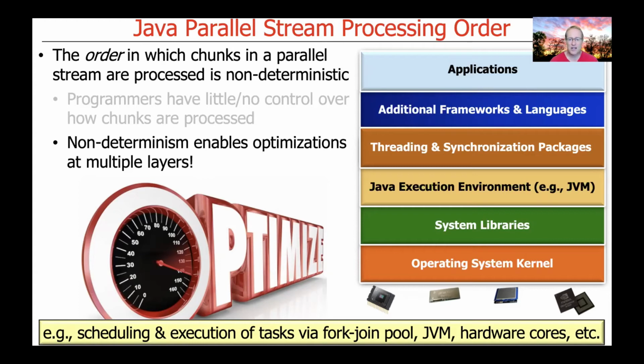Other layers, like the virtual machine, with things like just-in-time compile optimizations, may occur at different points during the computation based on dynamic analysis of hotspots in the code. And so that may be different. The hardware may have different ways of doing scheduling and priorities and so on. So the goal here is to be as flexible as possible and let the lower layers have discretion over the order in which things run. And that's a good thing.